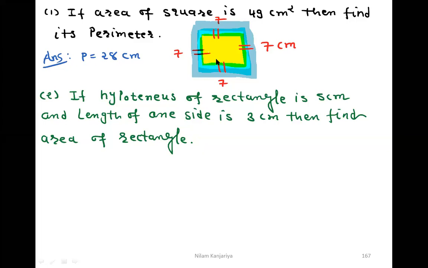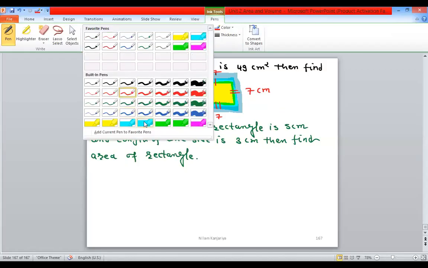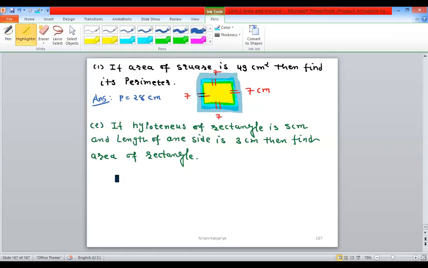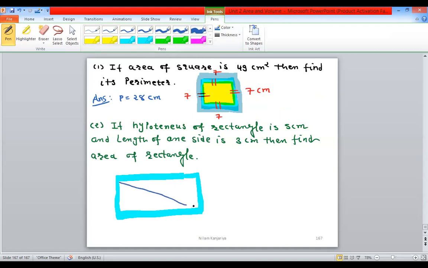Now in the second question, I'm drawing a figure here again. Actually, I like to draw the figure, but I'm not good at figures. So this is your rectangle. And what is given? The hypotenuse. I draw the diagonal in the rectangle, and give the 4 vertices.